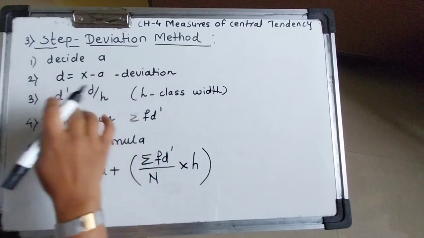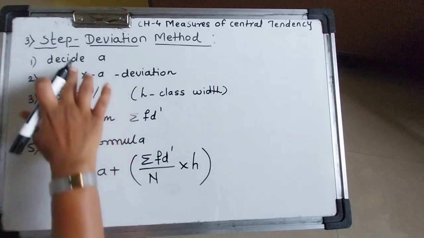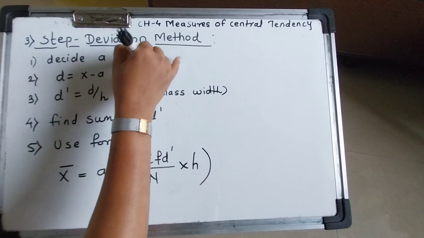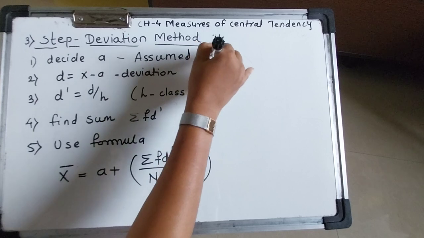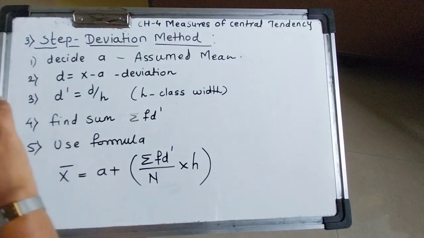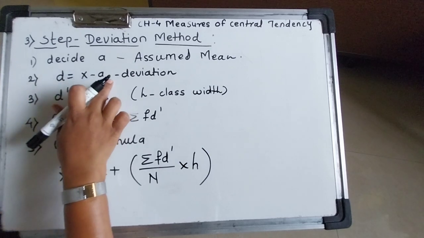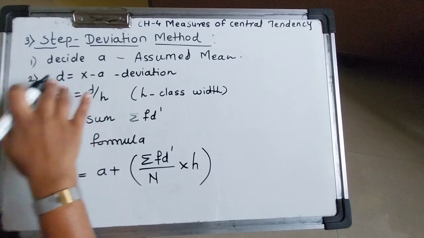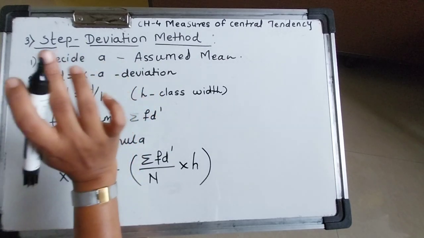First decide A, same as the deviation method. A is the assumed mean. From the observation we assume the mean. Then find D, the deviation. How to find D? D equals X minus A, as we saw in the previous example. It is called the deviation.